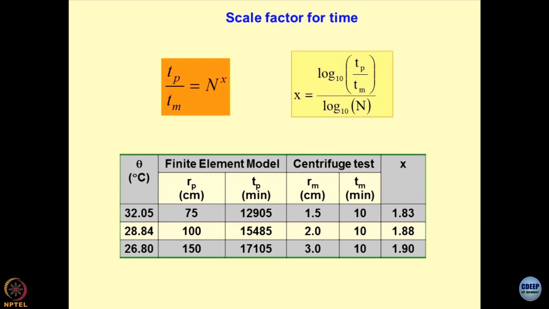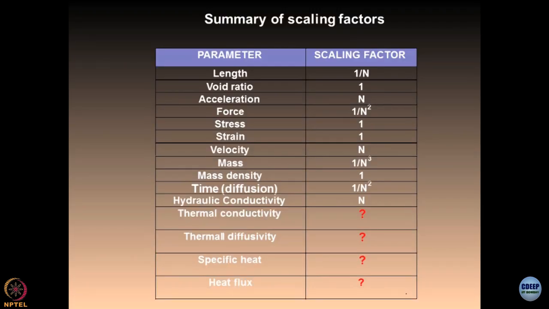So, if you revisit this series of the time factors with which we started, now you will realize that the time of diffusion is 1 upon n square times, whether it is condensation diffusion or whether it is the diffusion of the heat. Hydraulic conductivity gets modeled n times. That means, in model, the hydraulic conductivity is n times higher than the prototype. So, this is how the heat modeling exercise was done.